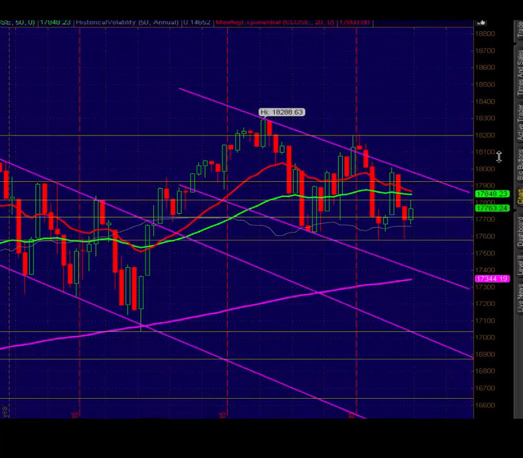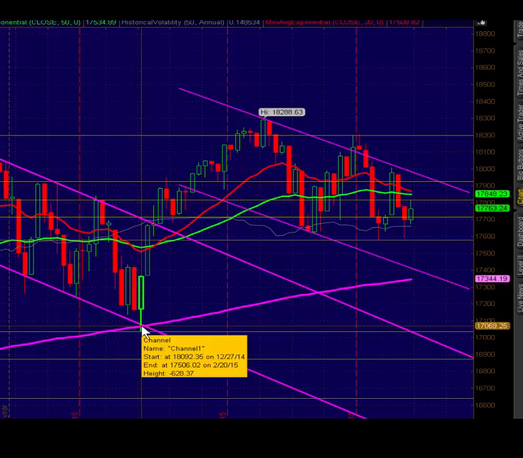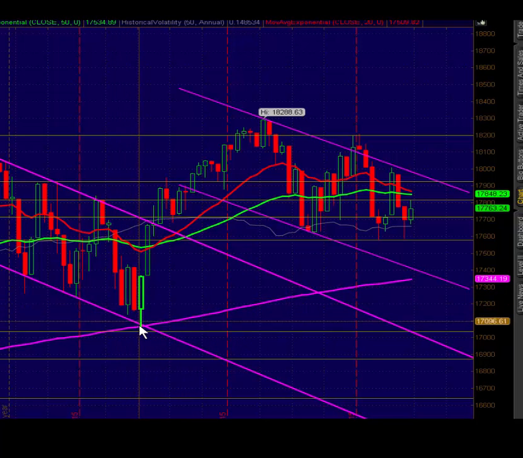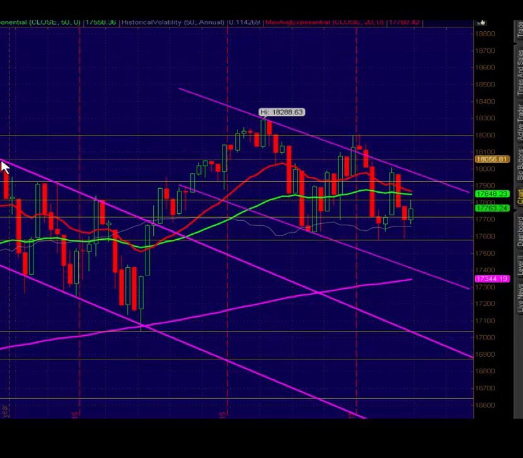Again, this second channel is a little bit sloppy. Channels are impressive or they're important when they have multiple points. 1, 2, 3, 4. This is one of those classic ones I was talking about where it breaks through a key line, closes above it, and the market goes haywire in the other direction. Look how many times it touched the upper end of the channel.